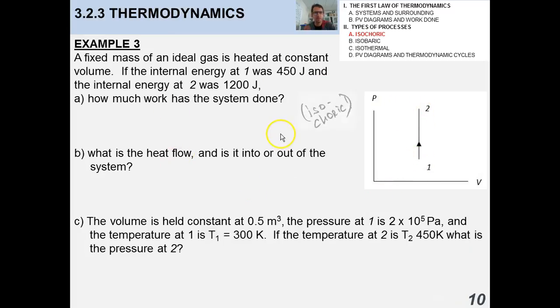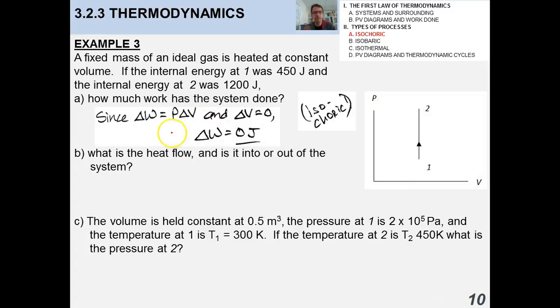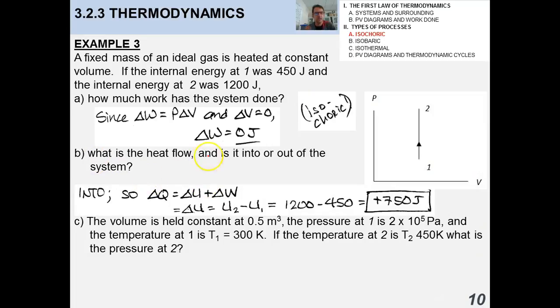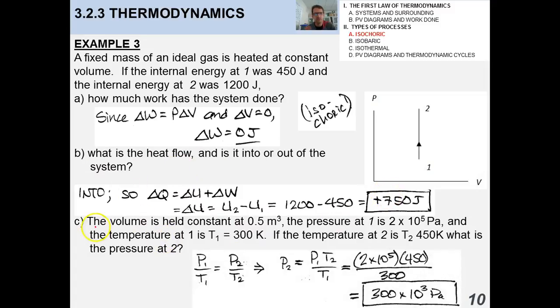So how much work has the system done? 0. Why? Because delta W is P delta V, and delta V is 0 in this case. So in isochoric or isovolumetric situations, the work done is always 0. The heat flow is into the system, so delta Q is positive. Using the first law of thermo, I get 750 joules. And here's an application of the ideal gas law. The pressure at 2 is 300 times 10 to the 3rd pascals.